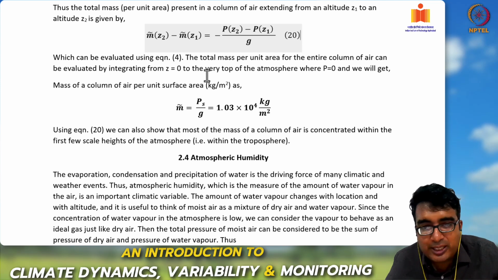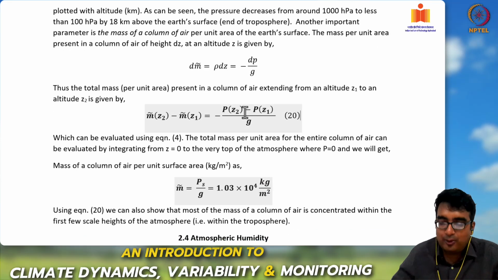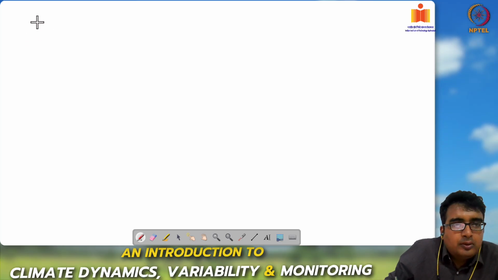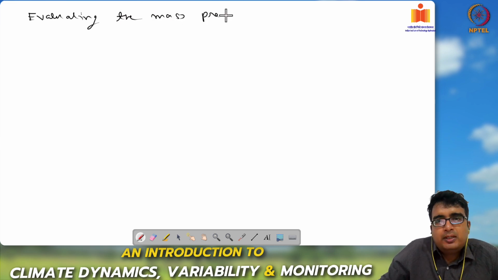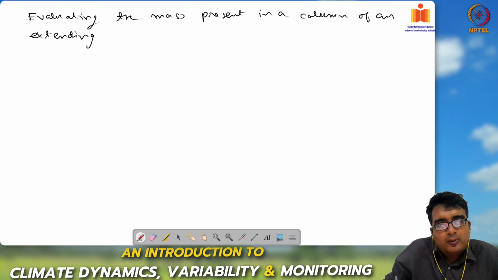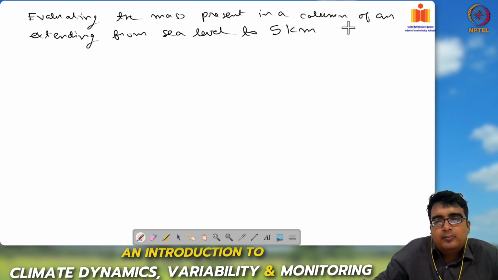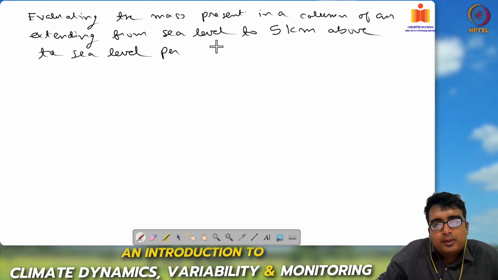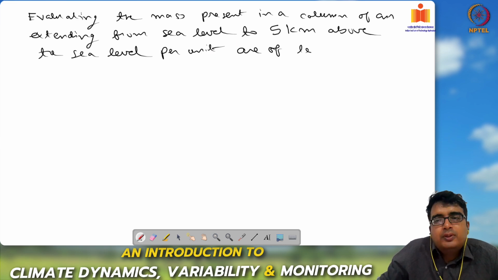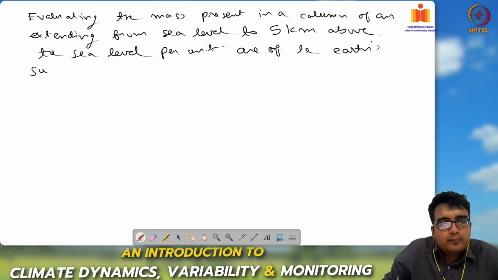Alright. So let's do a worked-out example of that format here and see how this can be evaluated. Alright. Evaluating the mass present in a column of air extending from sea level to 5 km above the sea level per unit area of the Earth's surface. Okay.